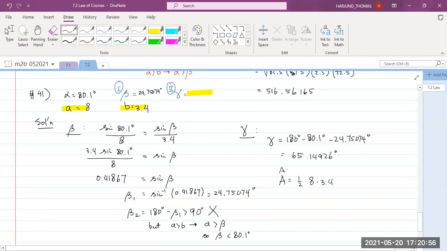So the area equals 1/2 times 8 times B times sine 65.14926 degrees. Maybe I'll write it down. So that's 4 times 3.4 times sine of that 65 degrees something. I get the area is 12.34072.